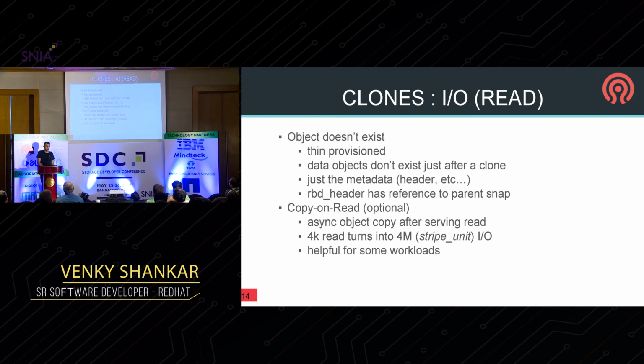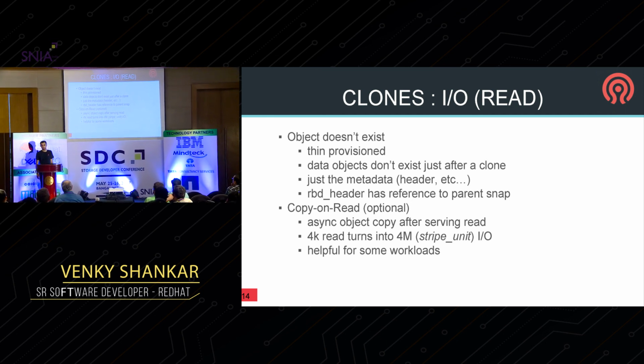Read, as I said: when you do a read on a clone, if the object doesn't exist, we open the parent and read, and if the copy on read option is set, we do a copy on read. Otherwise, we just leave it like that. As I said, the 4K read will turn into a 4 MB copy up. It's helpful for some workloads.